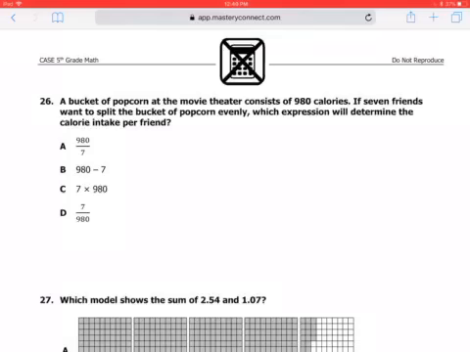6. A bucket of popcorn at the movie theater consists of 980 calories. If 7 friends want to split the bucket of popcorn evenly, which expression will determine the calorie intake per friend?